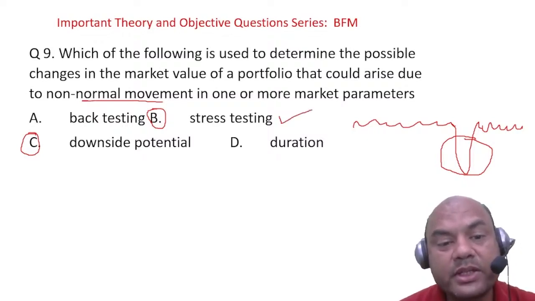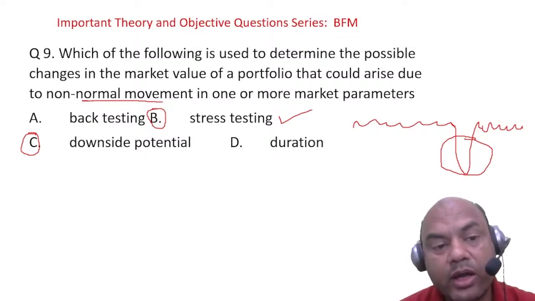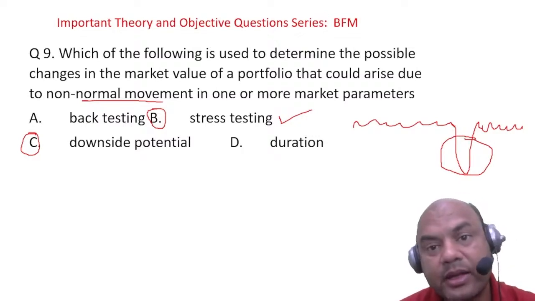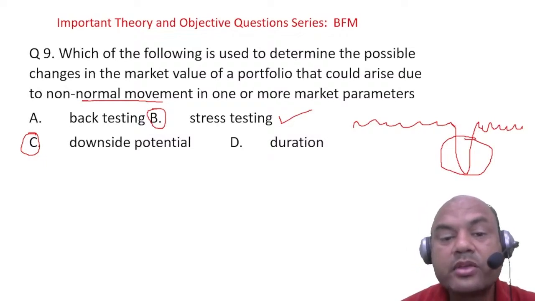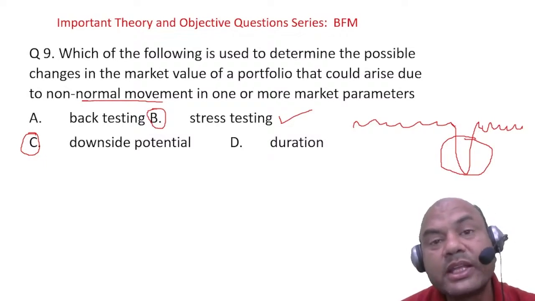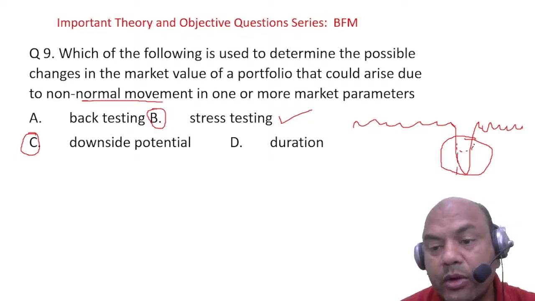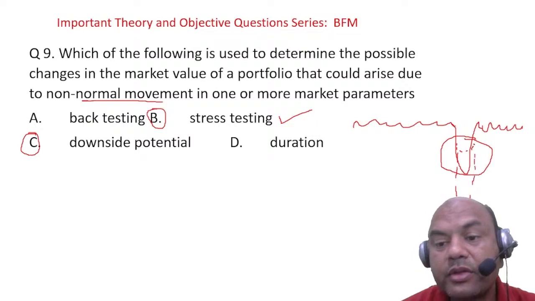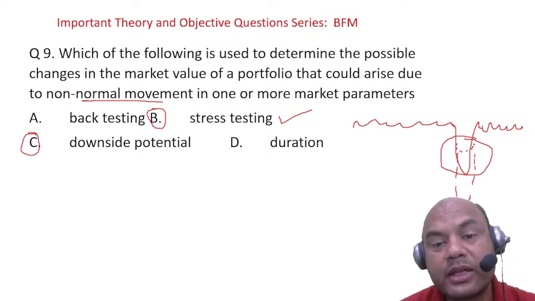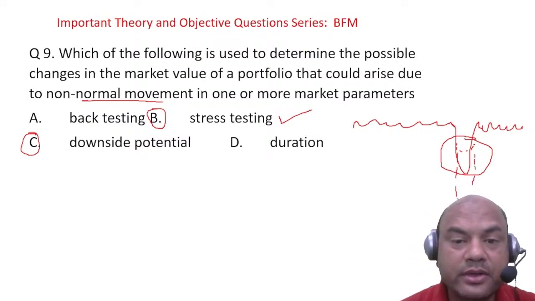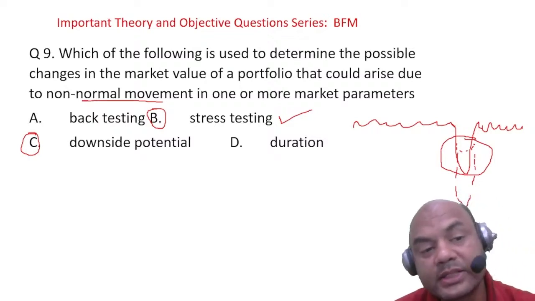Remember, just now I gave you the meaning of stress. What has not happened up till now is the meaning of non-normal movement. What has not happened up till now can happen, and that is used in stress testing. So in stress testing, we use various scenarios. Can this graph go up to this part or up to here? What all scenarios can be there? All those scenarios are tested here. So stress testing is the answer.